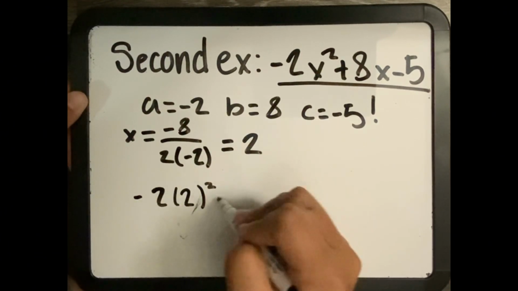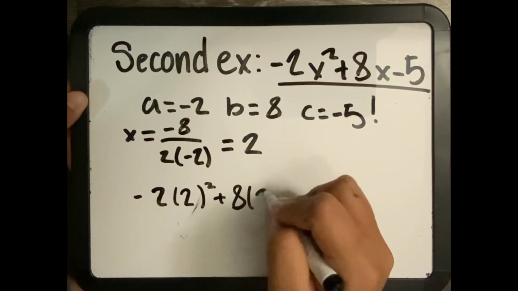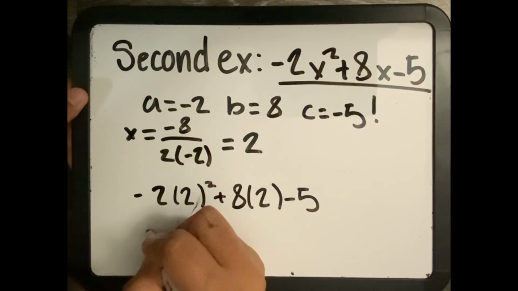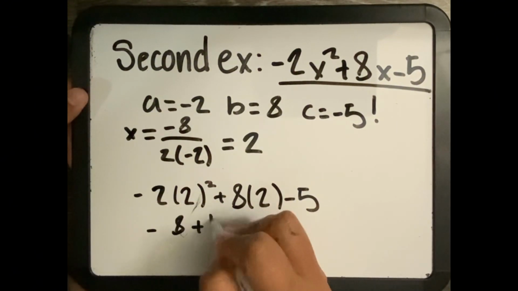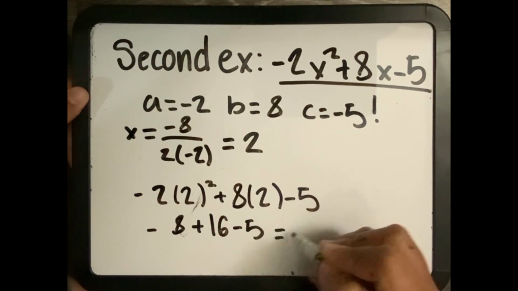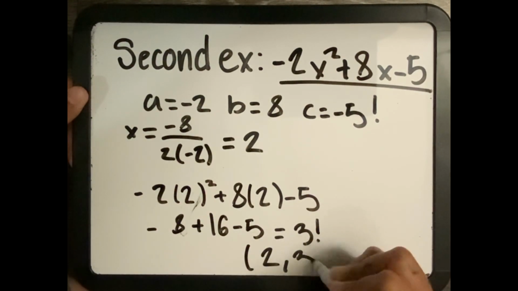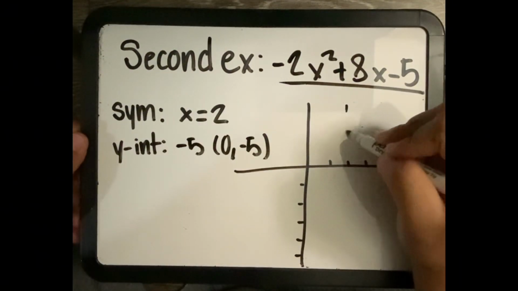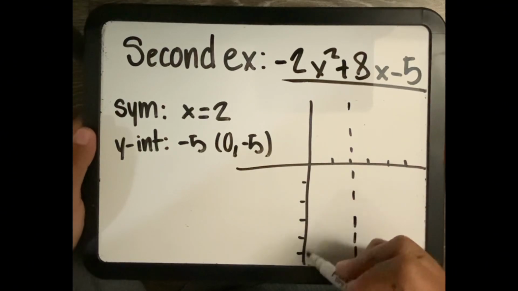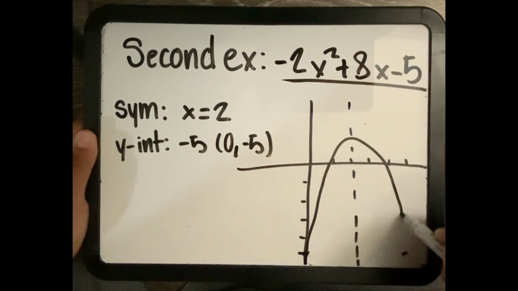So negative 1 times parentheses 4 squared plus 8 times 4 minus 5, which would give us negative 16 plus 32 minus 5, which would give us 11. Our axis of symmetry would be x is equal to 4, and our y-intercept would be negative 5, which would give us the point 0 and negative 5.